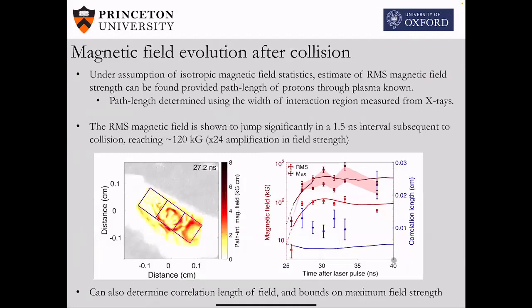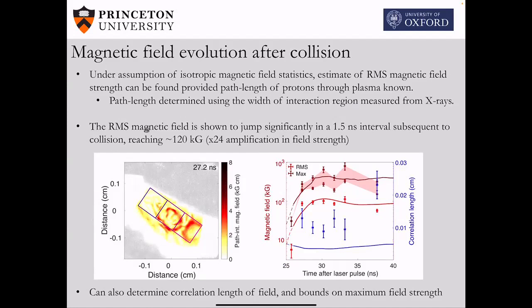For the stochastic field structures at later times, with these different path integrated field maps, we can make an assumption of isotropic magnetic field statistics, and with this assumption, we can then estimate the root mean square magnetic field strength, provided the path length of the protons through the plasma is known. And we infer this using the width of the interaction region measured from the X-rays, under the assumption that all the magnetic fields are concentrated in the region of high emission, which corresponds to the region of high density.